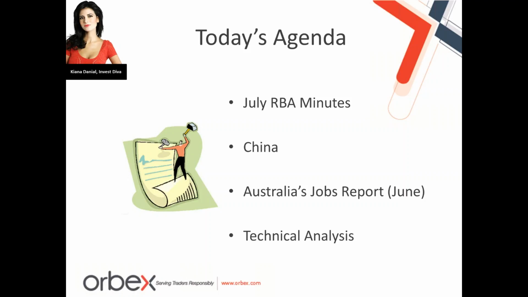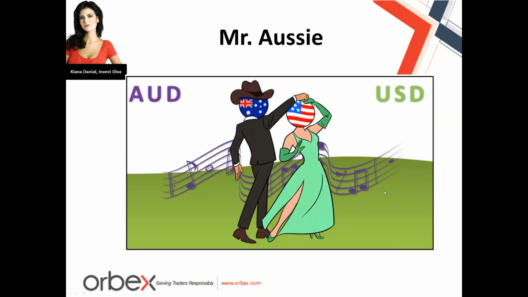And then we're going to talk about China a little bit, because China's economy really directly impacts Australia's economy, because they are trading buddies. And we're going to talk about Australia's job report for June, and then we're going to get into business and do some technical analysis and come up with possible scenarios and strategies that you can use for your own portfolio. Does that sound good? Okay, great.